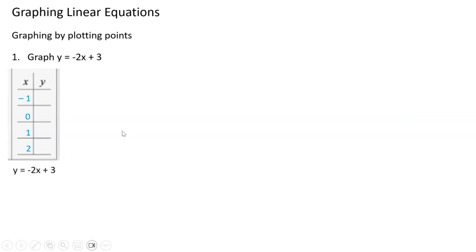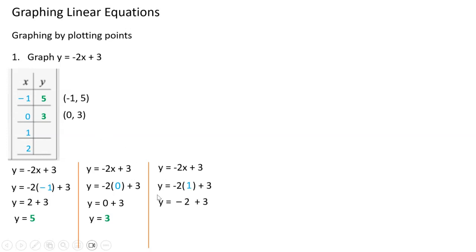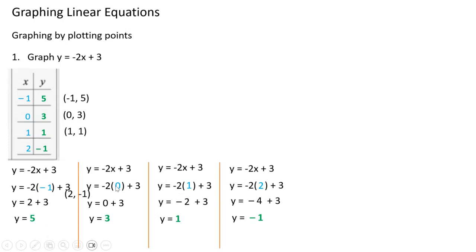Okay, so when x is negative 1, all we do is plug in negative 1 for the x's, and simplify. So when x is negative 1, y equals 5. So the point will be negative 1, 5. When x equals 0, we plug in 0 for the x's. This will give us y equals 0 plus 3, y equals 3. So when x is 0, y is 3. Now let's plug in 1 for x. It will give us negative 2 plus 3. So when x is 1, y is 1. So the point will be 1, 1. And finally, when x is 2, we plug in 2 for the x's, and we simplify, we get negative 1. So when x is 2, y is negative 1, and the point will be 2, negative 1.